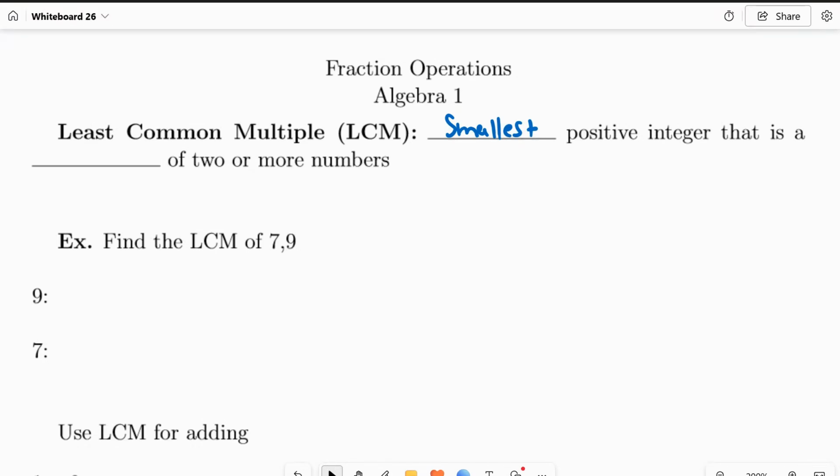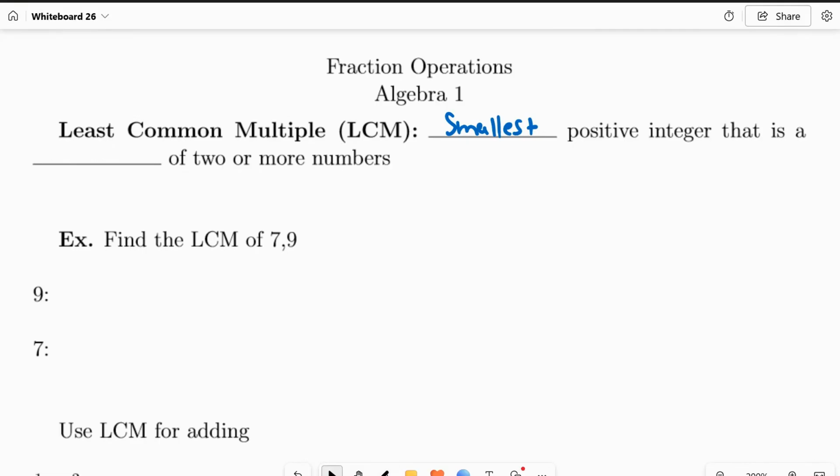positive integer that is a multiple of two or more numbers. So if I say find the least common multiple of 7 and 9, the first thing we need to do is list the multiples of 7 and 9. So multiples are numbers that you can multiply from 9.